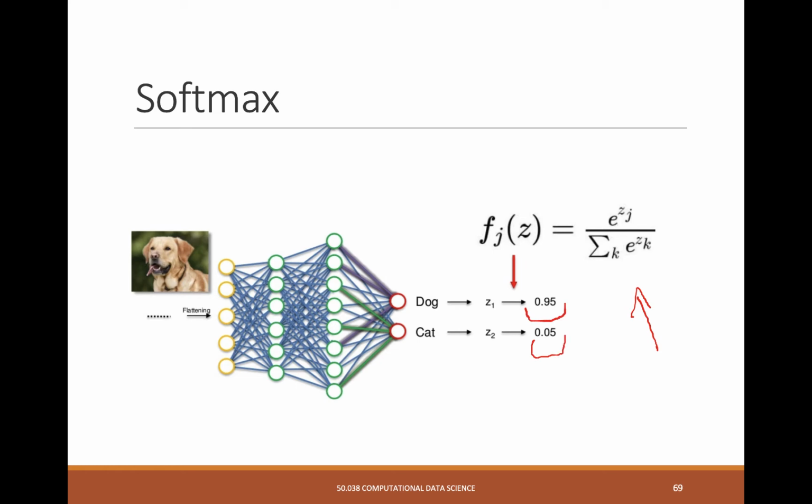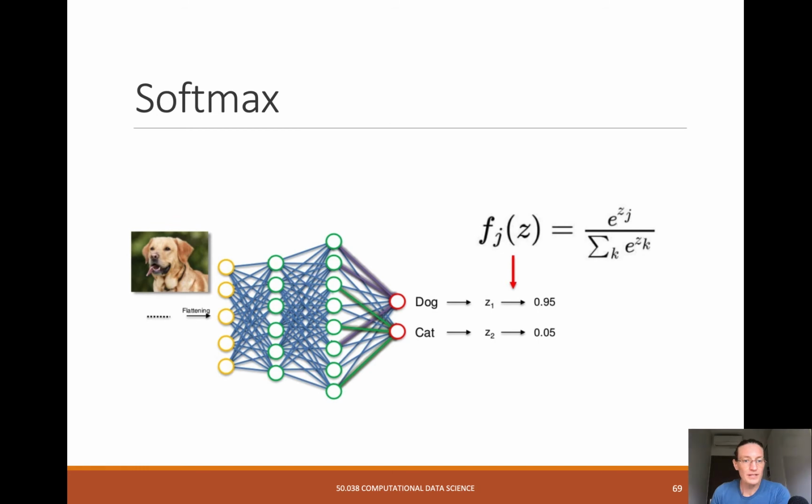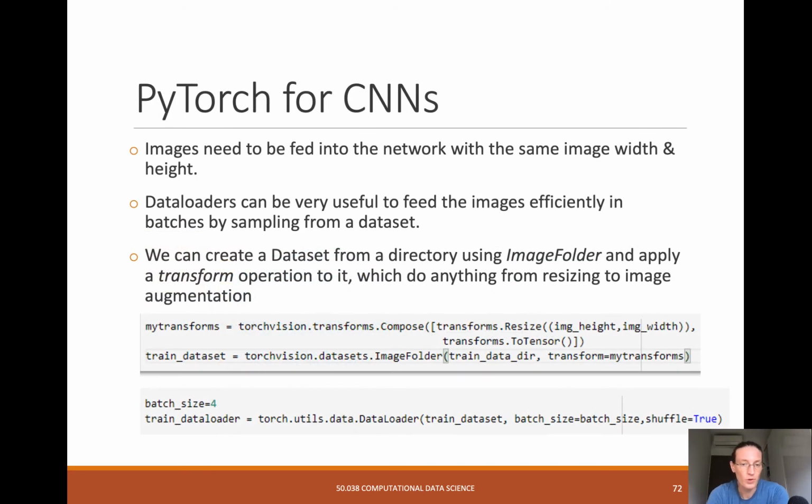In this case, it's clearly a dog. Usually the cutoff is 0.5, especially with binary classes. Now let's see how this is implemented in PyTorch. This is some code that I extracted from the labs that you'll get this week. But let's zoom in on some of the important bits here.